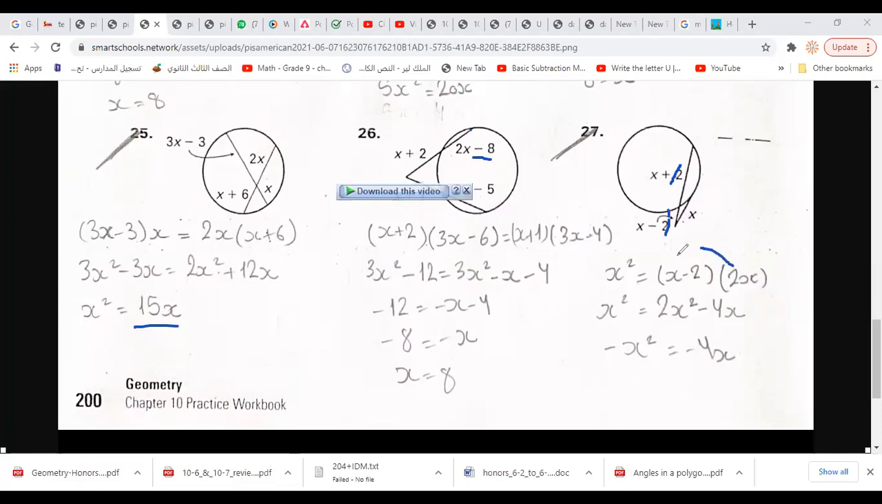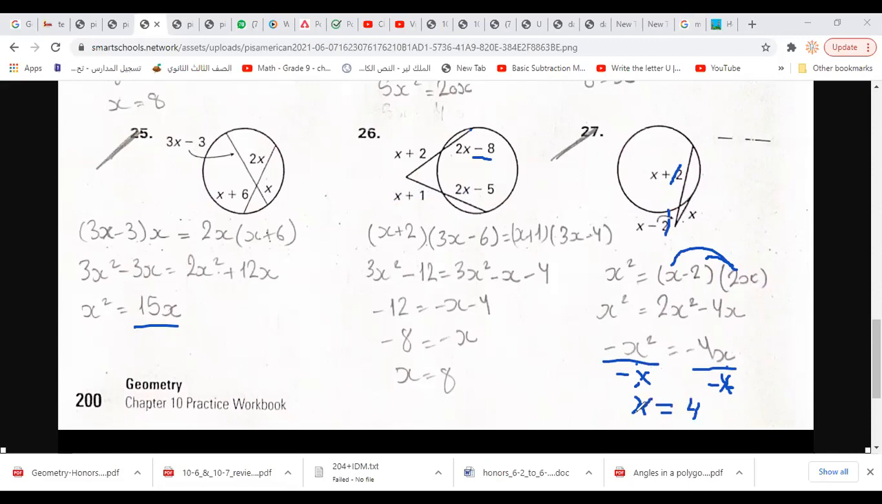Now we will distribute 2x over the parentheses. So it will be 2x squared minus 4x equals x squared. Then negative x squared equals negative 4x. How will we solve this question? You have x squared on your left-hand side and x on your right-hand side. So we will divide both by negative x, and this one we will divide by negative x. So the answer will be x equals 4.